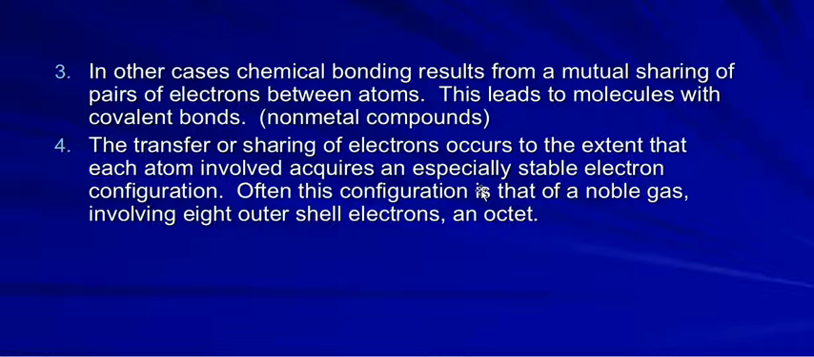The transfer or sharing of electrons occurs to the extent that each atom involved acquires a stable electron configuration, an octet of electrons, which is 8 valence electrons.